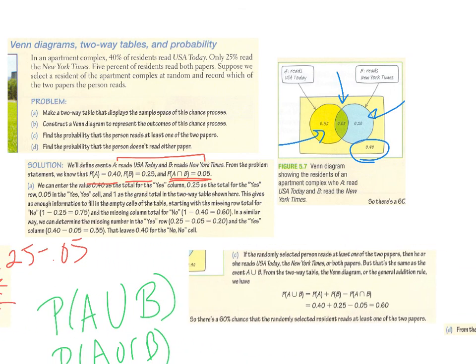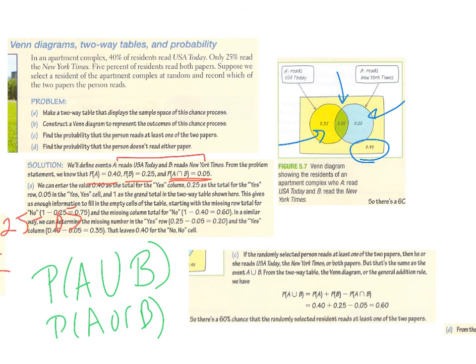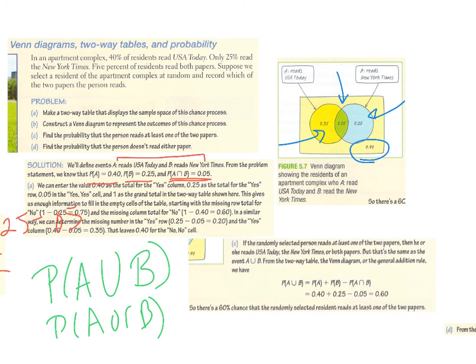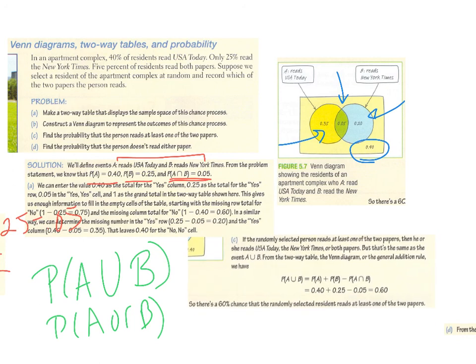So if I'm looking for the probability of A or B here, I can use my general addition rule, and I can take the probability of A, which is 0.4, the probability that they're going to read USA Today, plus the probability that they read the New York Times, minus the probability that they read both of them, so I don't count those people twice. And I get a probability here of 0.6. When I need to define and explain and interpret that, I'm going to tell them that there is a 60% chance that the randomly selected resident reads at least one of the two papers.